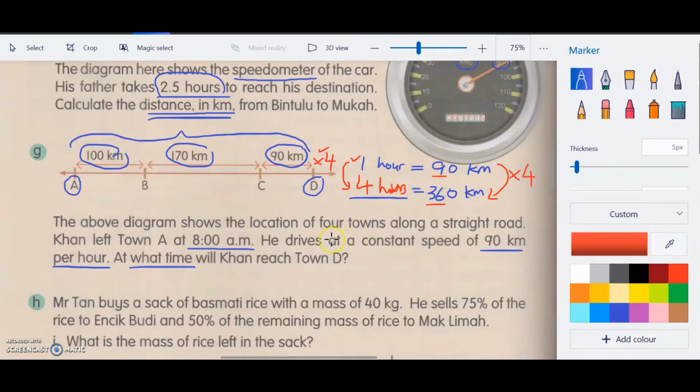to travel. And at what time will he reach there? Now the starting time is 8 a.m. So 8 a.m. plus the duration, 4 hours, then we get 12 o'clock noon or 12 p.m.